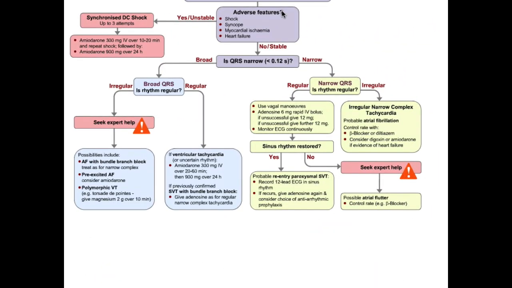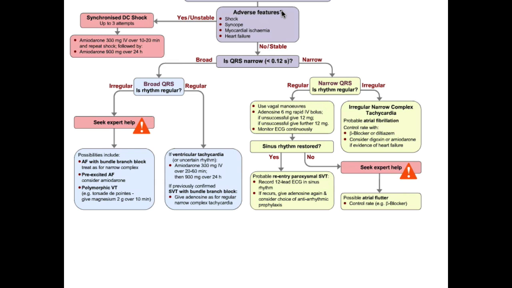Right. So now, this should all make sense. Your patient comes in. ABC, resuscitate the patient, patient-centered approach. Do they have any adverse features? The four adverse features: shock, syncope, myocardial infarction, heart failure. If they do, this patient needs urgent treatment, and they're going to need to be shocked, pretty much. You check with a senior first, but they're pretty much going to need to be shocked. If they are not like that, you've got time to play with.